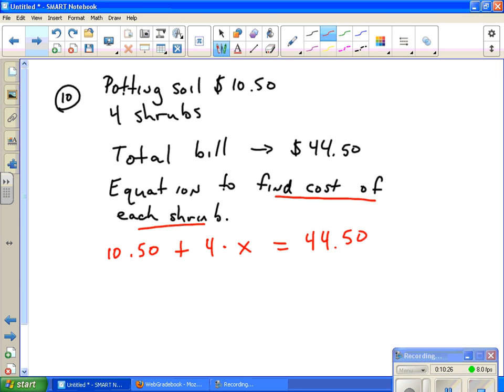In order to find out what each shrub costs, you need to undo your addition and your subtraction, then your multiplication and your division. This is a positive 10.50, so you undo plus 10.50 by subtracting 10.50. Subtract 10.50 on the left, you need to subtract 10.50 on the right. This will cancel out, leave you with just 4x on the left, and 44.50 minus 10.50 is $34.